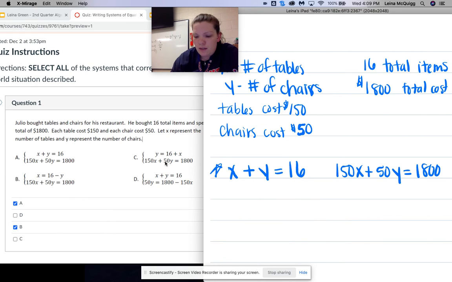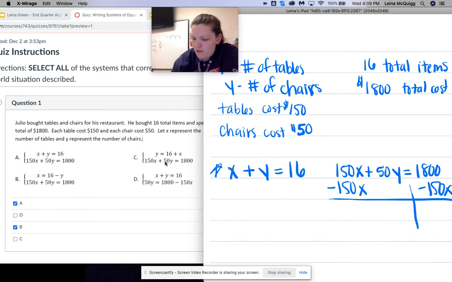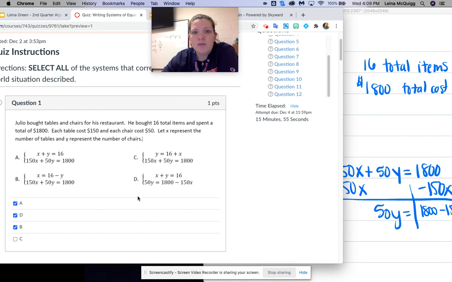And then D, we have the 50y by itself. Well, if I solve to get 50y, so if I move 150x over to the other side, then I would have 50y equals 1,800 minus 150x. That's correct. So D is also part of my answer choice.